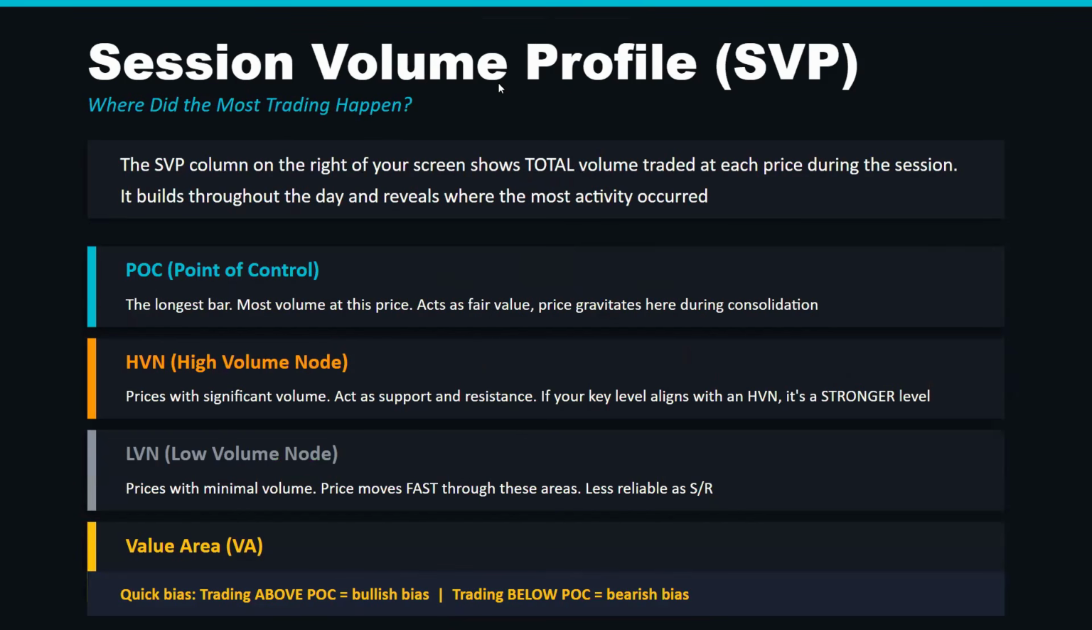So the session volume profile, another wonderful, wonderful tool on Bookmap. We'll talk about the actual Bookmap itself in a couple minutes. I just kind of want to get through the slides first.